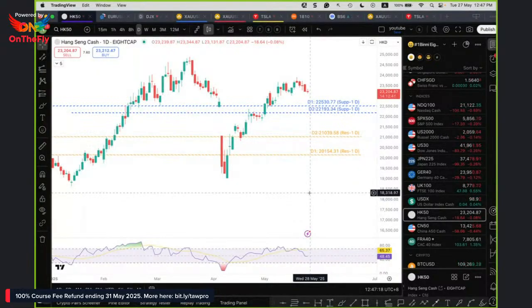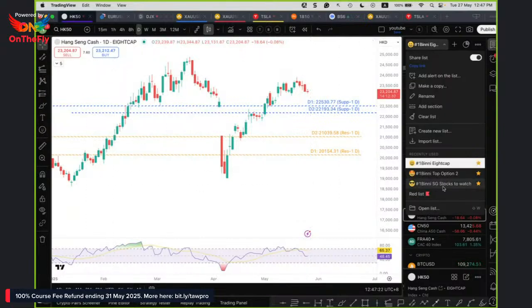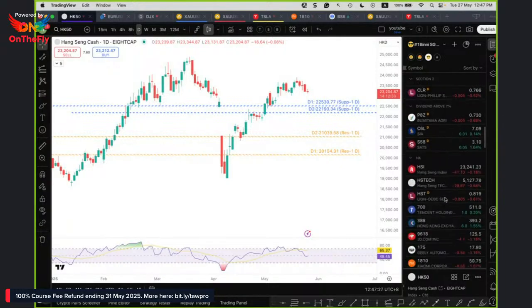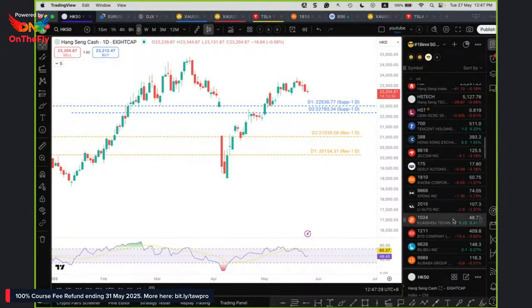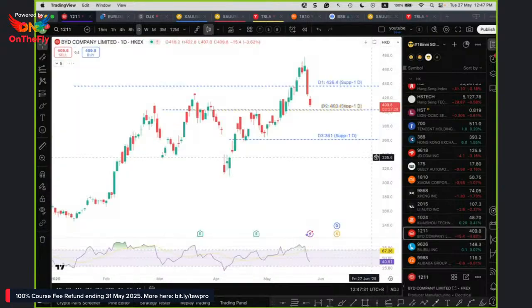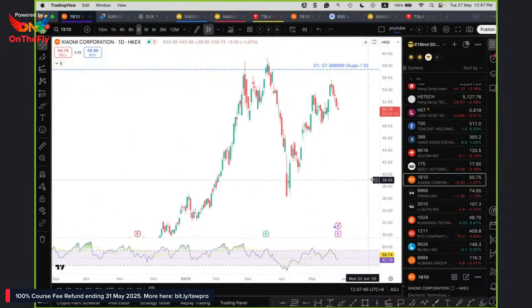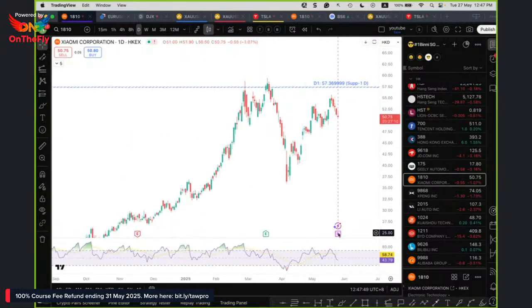Why is that so? Because we saw that yesterday. Let me quickly go to the Hong Kong market, because I also cover the Hong Kong stocks. What happened yesterday was that BYD triggered a huge drop because BYD slashed prices. That triggered a huge drop across the automotive industry in China. And today we are pending Xiaomi earnings.